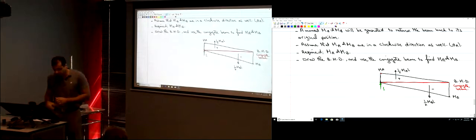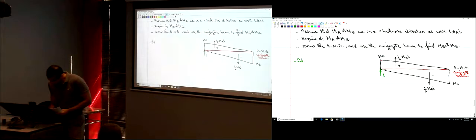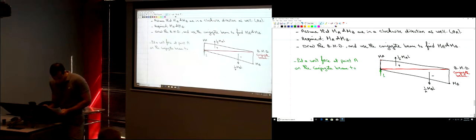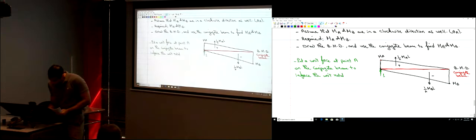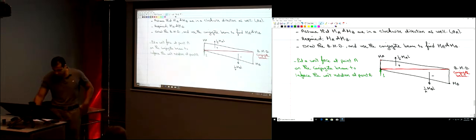Okay. So here, we needed to put a unit force at point A on the conjugate beam to enforce the unit rotation at point A. Okay? Now I'm just going to study the equilibrium of the conjugate beam. Okay?